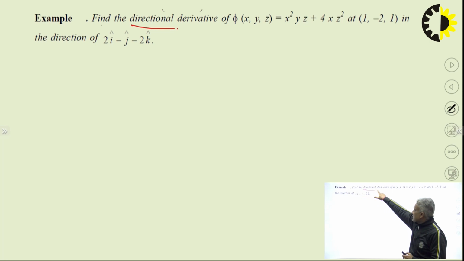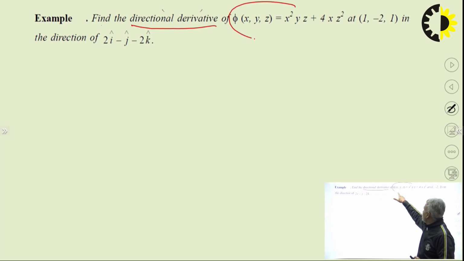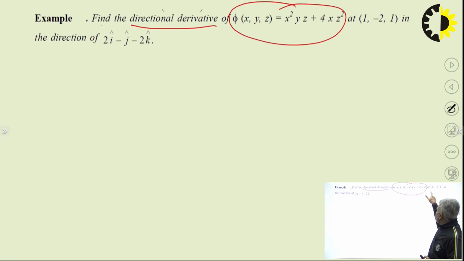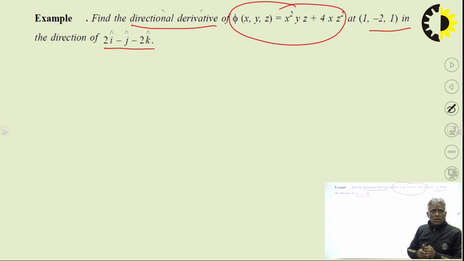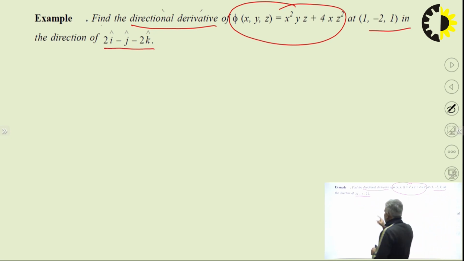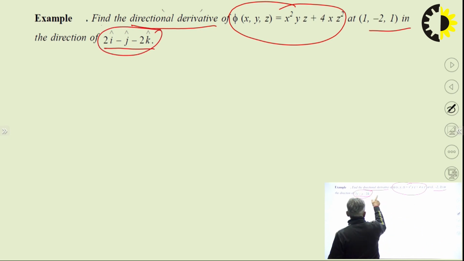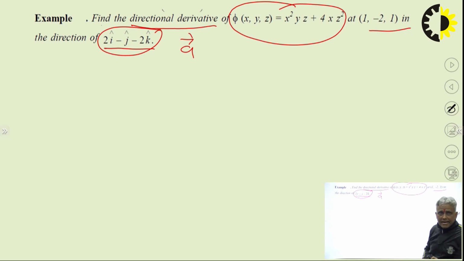Suppose we want to find the directional derivative of this function, the surface at this point, in the direction of vector A. First of all, students, keep in mind, how do we calculate the unit vector A cap here?